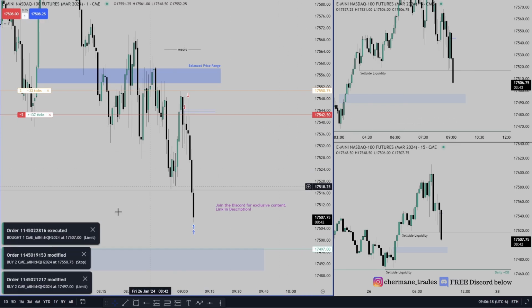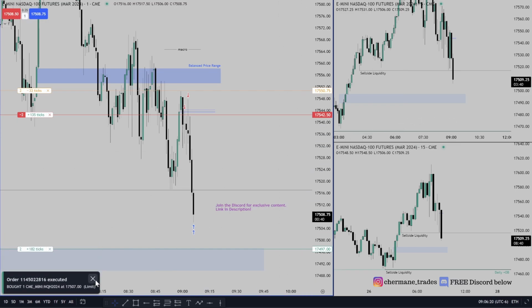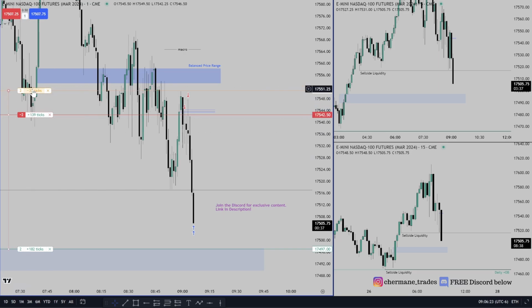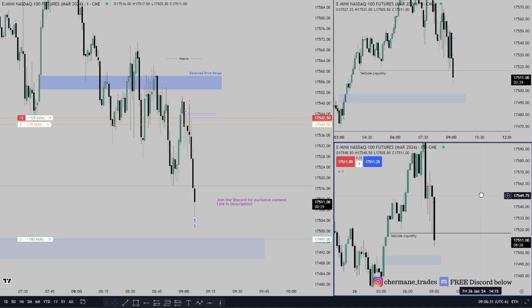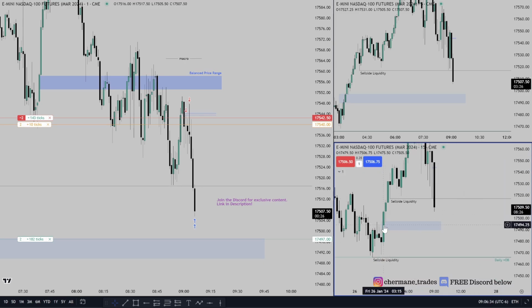All right, second partial hit. Beautiful. Beautiful. Gonna go ahead and move our stop loss to break even. And I'm looking for this 15-minute fair value gap as our final draw.